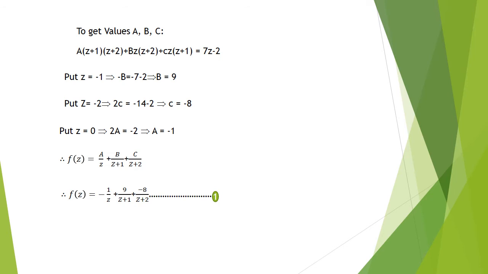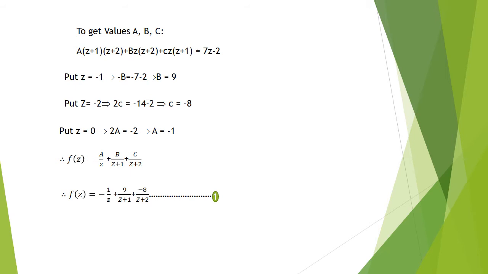Now, let us get the values of A, B, C. First we substitute z is equal to minus 1. Then this product becomes 0, and B into minus 1, minus 1 plus 2 is 1, 1 into minus 1 into B is minus B. If you substitute z is equal to minus 1 in the other product, it becomes 0, and the right hand side is 7 into minus 1 minus 2. So, it is minus 9. Minus B is equal to minus 9. So, B is equal to 9.